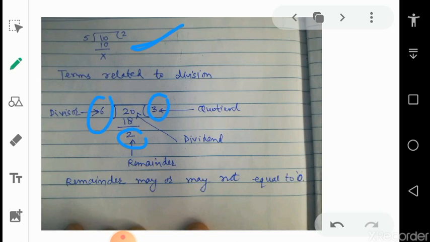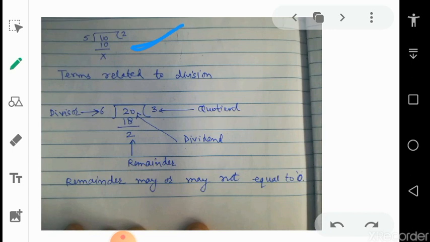In this figure all these elements of division are marked with arrows, so you can see it again and learn this very carefully. This concept will be used in further division and related questions.